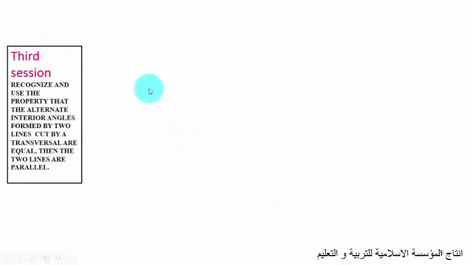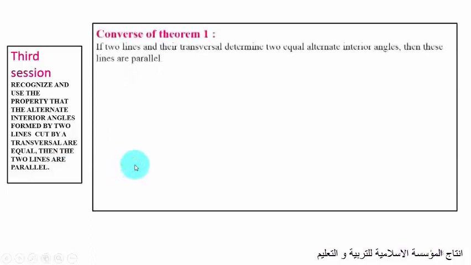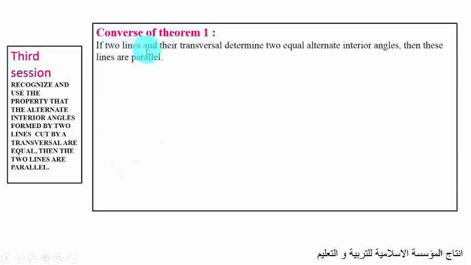Our first objective in this video is to recognize and use the property that if the alternate interior angles formed by two lines cut by a transversal are equal, then the two lines are parallel. Now, my lovely students, converse of theorem 1. If two lines and their transversal determine two equal alternate interior angles, then these lines are parallel.